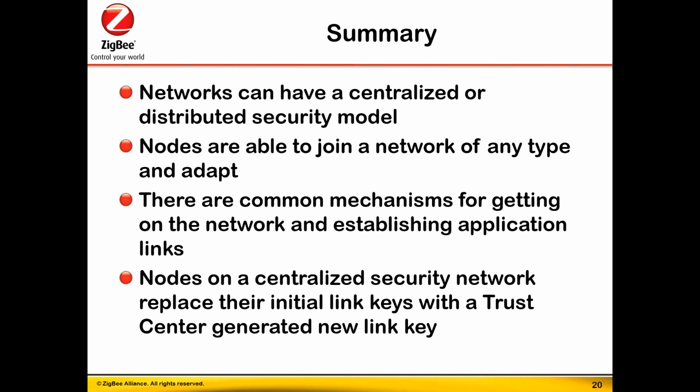There are common, predefined mechanisms that we define and standardize, and make mandatory in some cases, for getting the device on the network and for establishing application links, and each mechanism is consistent with the other mechanisms as well. And finally, on a centralized network, if a node joins, it replaces the initial link keys it was pre-configured with by a new link key that was generated by the trust center.